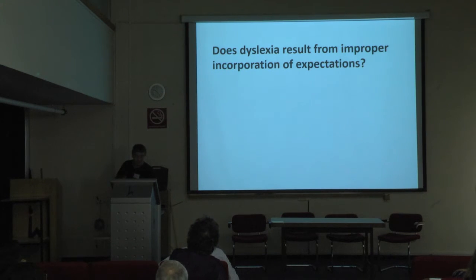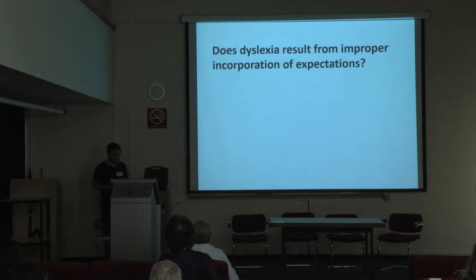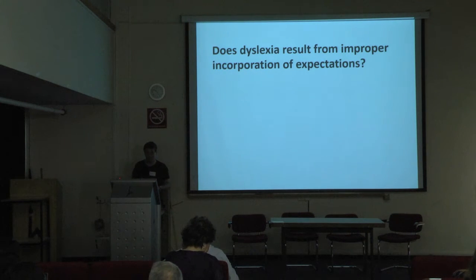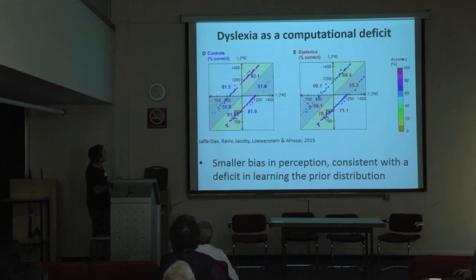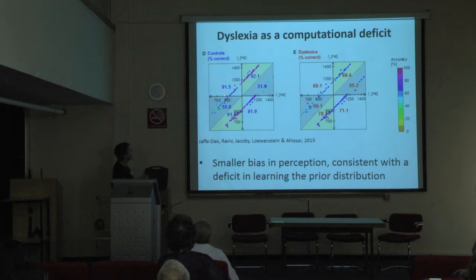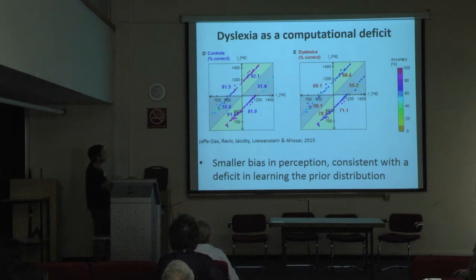So this led us to consider the possibility that dyslexia can be understood as an improper incorporation of expectation. And if this is the case, well, we have a task in which we quantified the incorporation of expectations in perception. Same presentation as before. This is the behavior of controls in this delayed comparison auditory task. You see that control subjects do much better in this region than they do in this region. They do much better in this region than they do in this region. Again, this is not a small effect. This is a very substantial effect, despite the fact that objectively the trials here are as difficult or as easy as trials here.